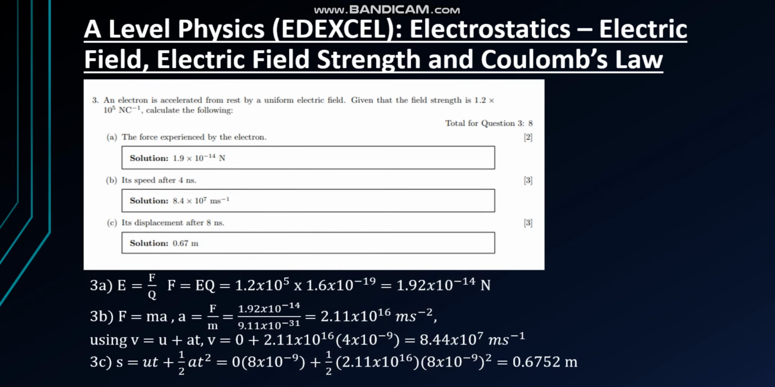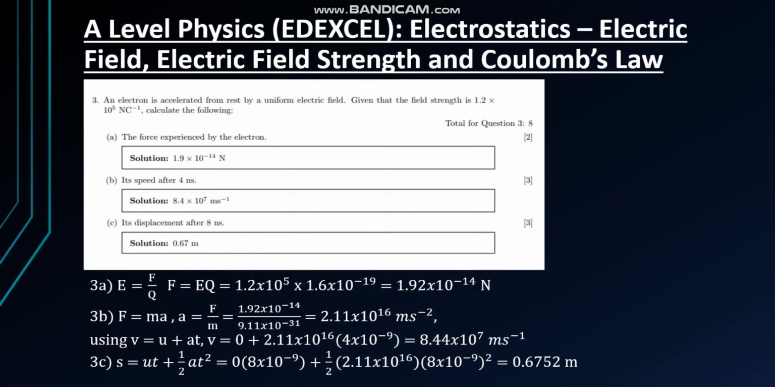Considering this next set of questions, it is said that an electron is basically accelerated from rest by a uniform electric field, and given that the electric field strength is 1.2 times 10 to the 5 newtons per coulomb, calculate the following: the force experienced by the electron.